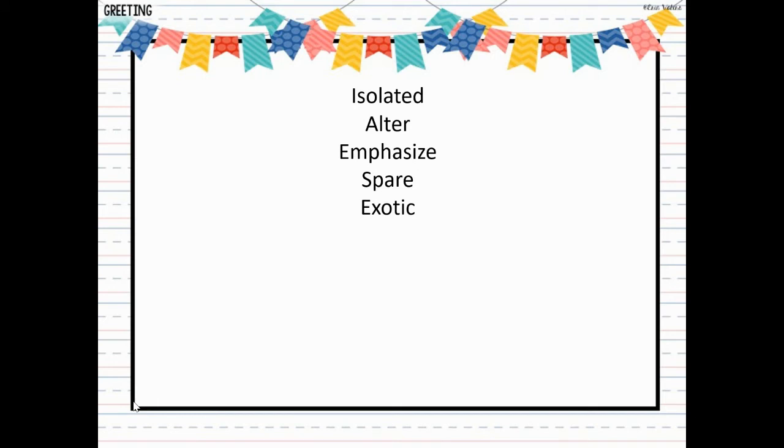All right, so we have choices of words. Our word choices for the next few are isolated, alter, emphasize, spare, exotic. If you need to, pause and look up the definitions of those 5 words before going on to the next review part.